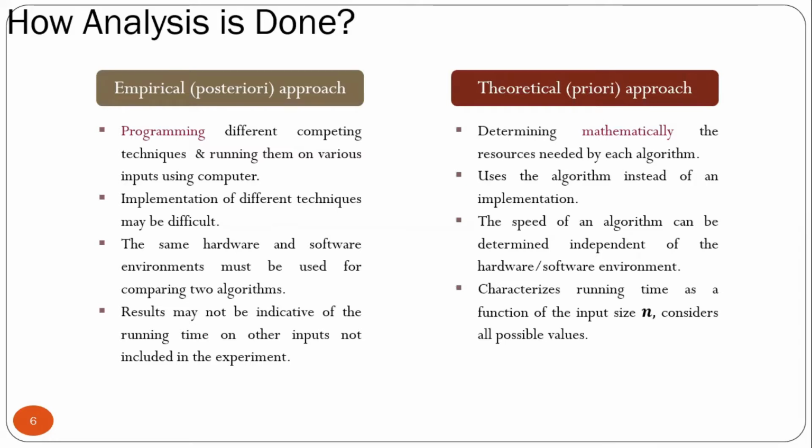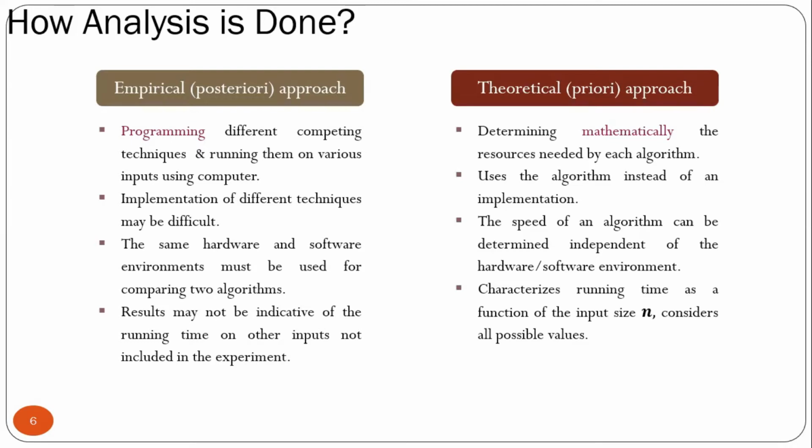Then implementation of different techniques may be difficult. Theoretically, it seems to be easy, but when you apply it in the system, it seems to be difficult. So hardware and software support is also required when you are comparing two or more algorithms. See, we have derived mathematically that there are 10 candidate solutions. We find that 5 of them can be the best possible solutions. Out of that, when you run all those 5 on the computer, you will find the best one.